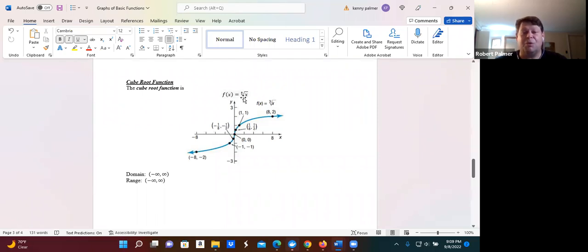So if you take the cube root of a positive number, you get a positive number. You take the cube root of a negative number, you get a negative number. So here, take a look at some examples. For example, the cube root of 8 is 2, or the cube root of negative 8, which is negative 2.